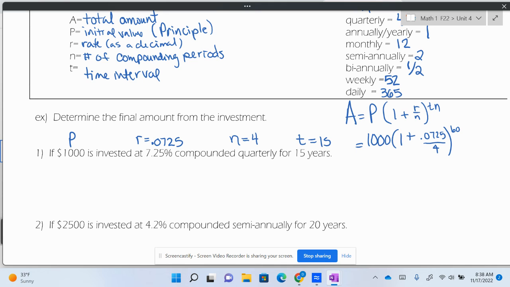So you can do that all on your calculator if you use parentheses. So 1000 times 1 plus, put a parenthesis around that division problem, 0.0725 divided by 4, close your parenthesis again, and then raise that to a power of 60.